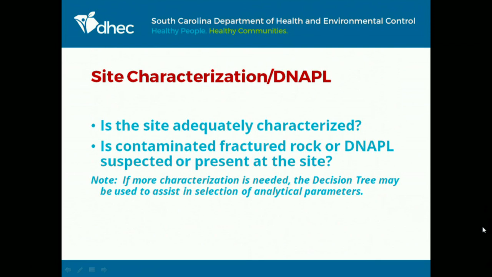Yes, thank you, Keisha. Page 7. Is the site adequately characterized? If there are holes in the plume, then the chlorinated solvent decision tree says let's go ahead and get it characterized first. But you can use the indicator parameters and the suggestions in the back for water quality monitoring to help you fill in those holes. And secondly, is contaminated fractured rock or DNAPL suspected or present at the site?